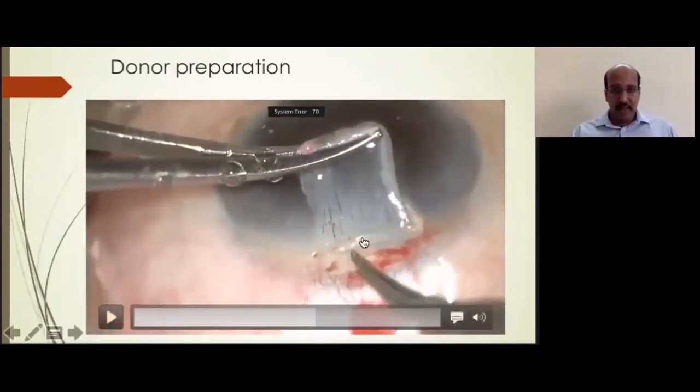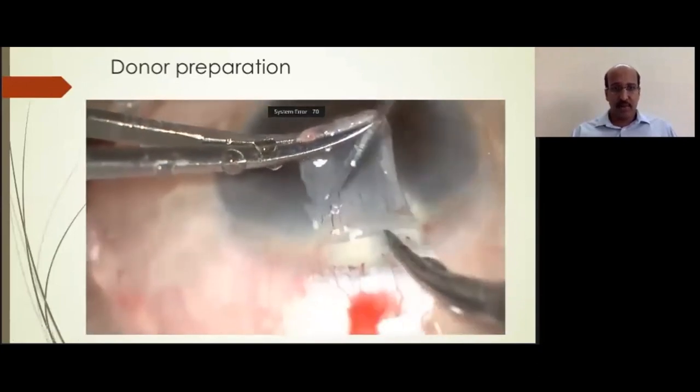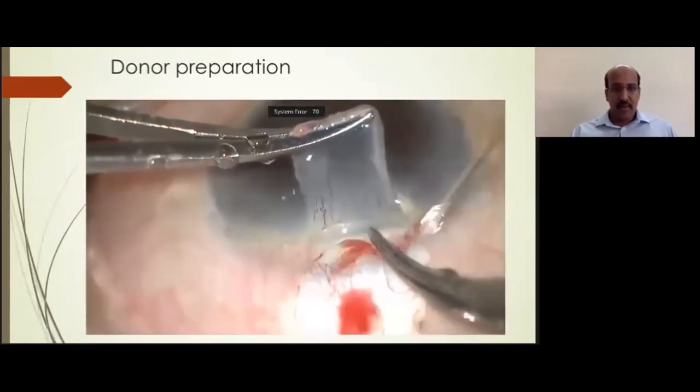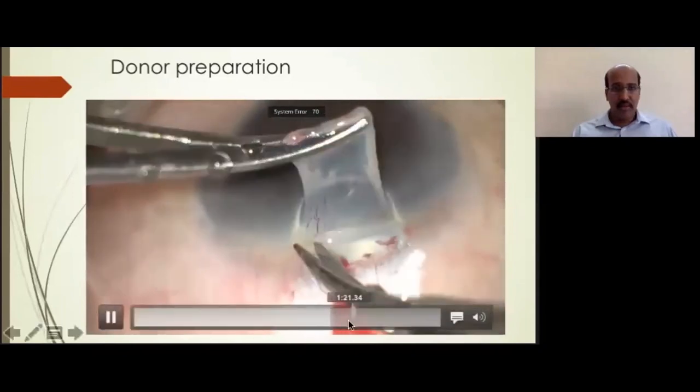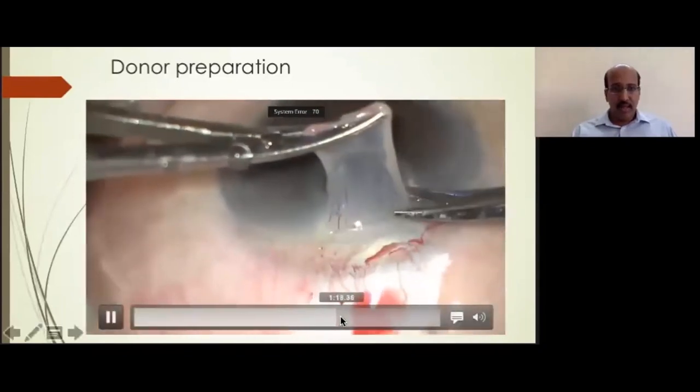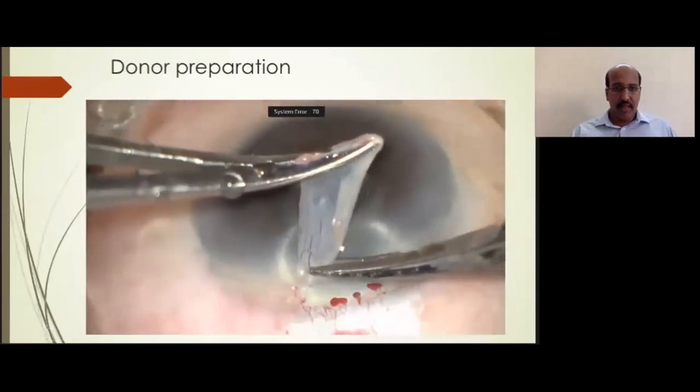If you see this, this is your conjunctiva. This gray line is the stroma that is there. And this in between shining part is the limbus, stem cells which we are going to use for transplant. And once that is done, we can cut the conjunctiva off.